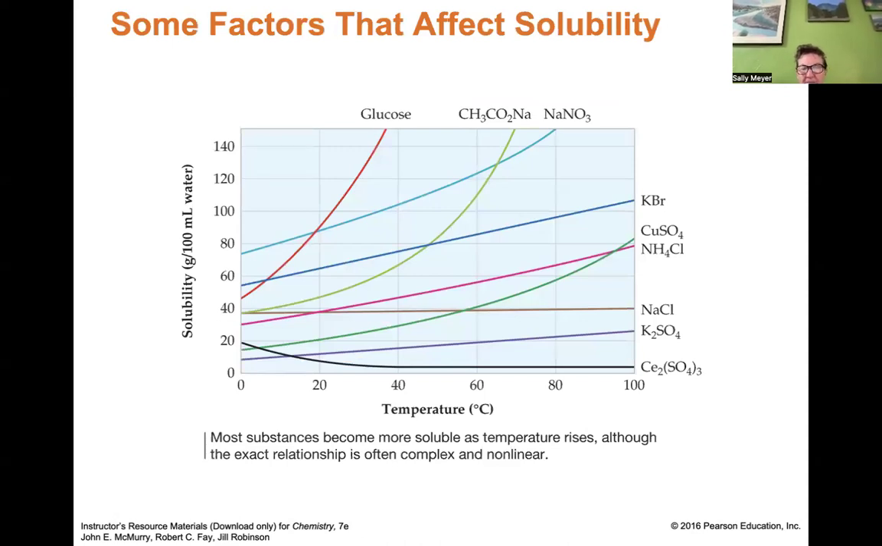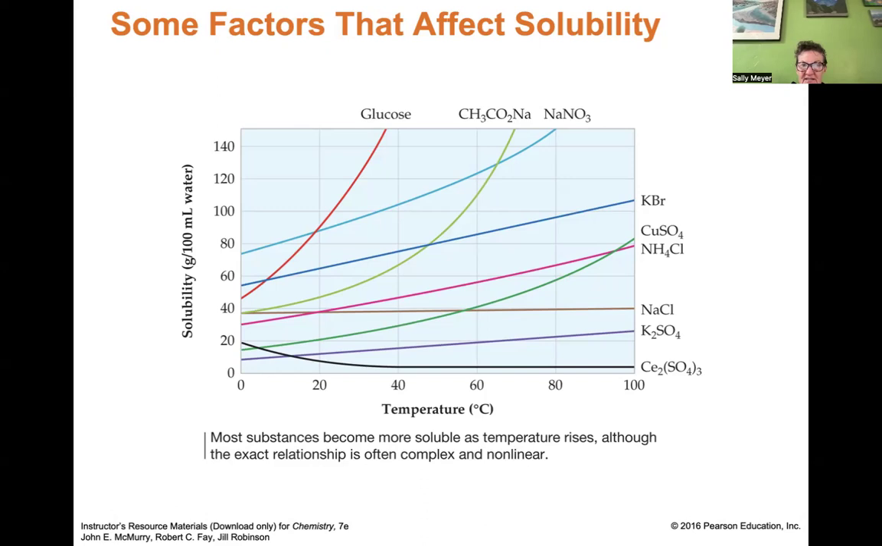This is a graph of the concept that I mentioned earlier. Because of that T and the delta G, so delta G equals delta H minus T delta S, we know that temperature should impact the delta G, and therefore should impact the solubility. So this shows you different compounds. In general, solubility goes up with temperature.